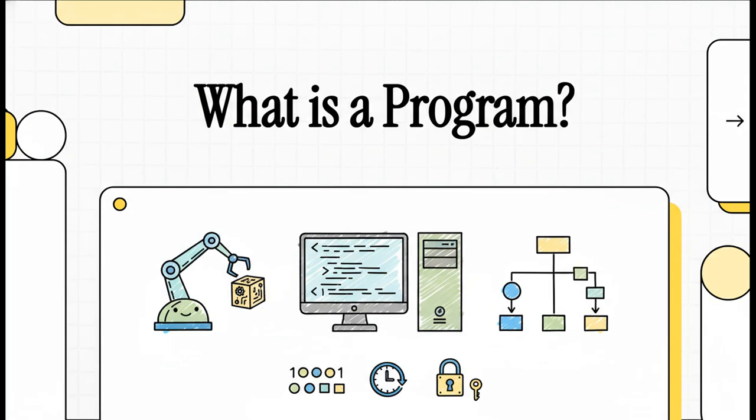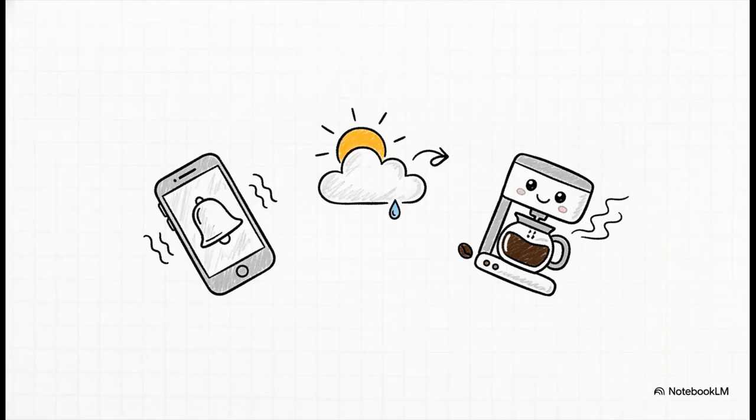Welcome to The Explainer, where we're going to pull back the curtain on one of the most powerful concepts in our modern world, the computer program. You know, here's a wild thought. You've probably already used a dozen computer programs today, and you didn't even realize it. Seriously, from the alarm on your phone to the app you checked for the weather, they're all powered by these invisible engines that are quietly running our daily lives.